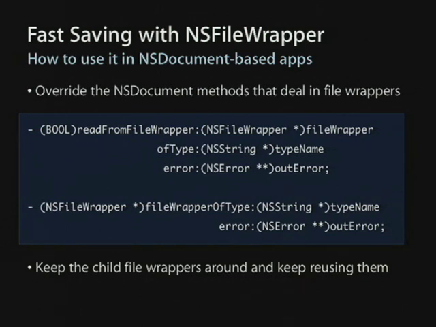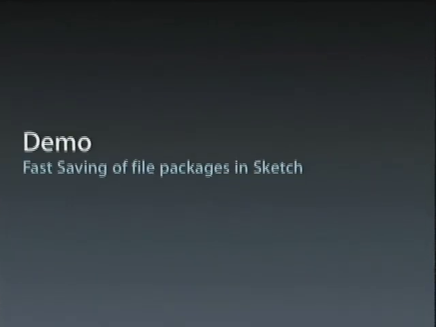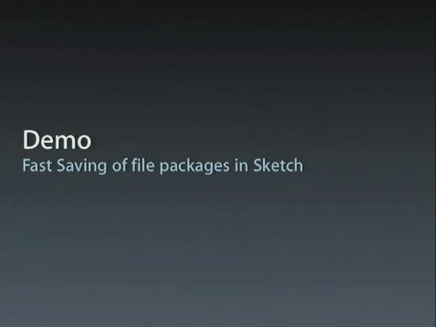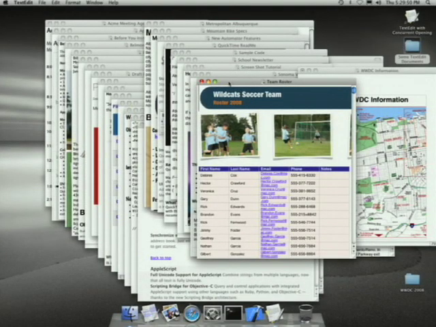So the way you take advantage of this fast saving that NSFileWrapper offers in the context of an NSDocument-based application is you override the NSDocument methods that are already there, been there since Tiger, readFromFileWrapper:ofType:error: and fileWrapperOfType:error:. And the one thing that you'll have to know to do is to keep the child file wrappers around and keep reusing them because they get updated with the information that NSFileWrapper needs to do this hard linking trick. So I'll show you what I mean by that in the context of Sketch.